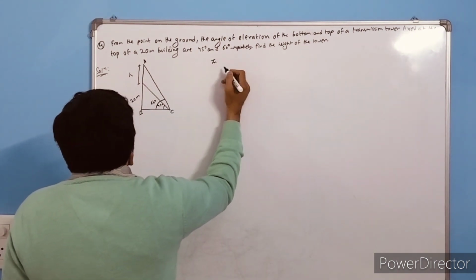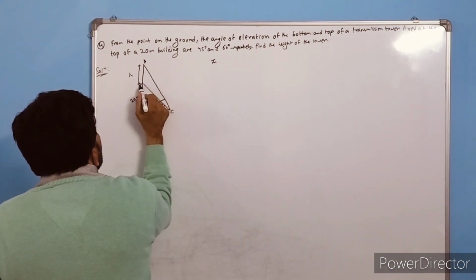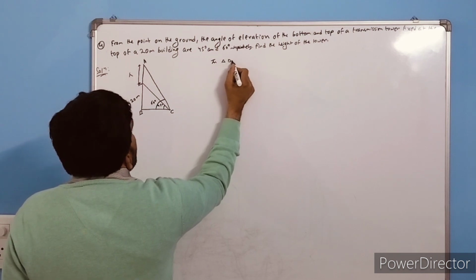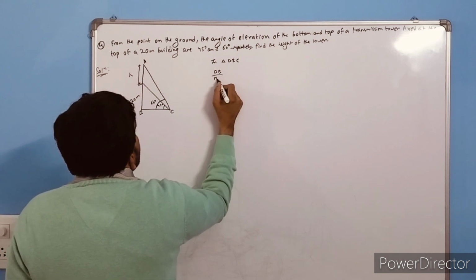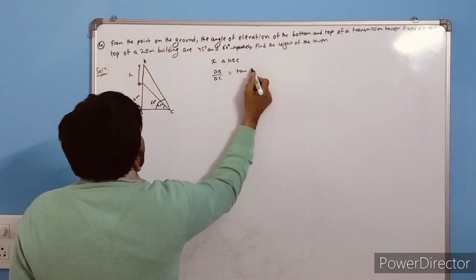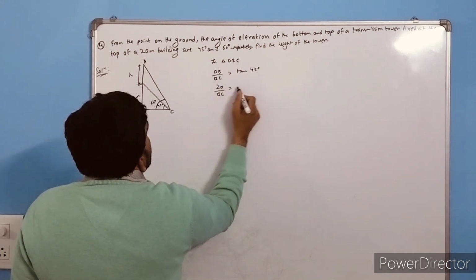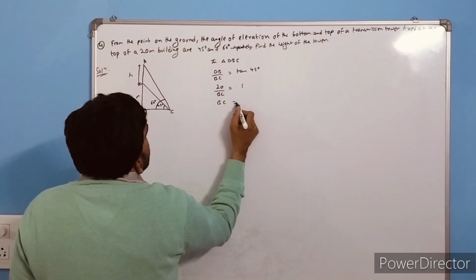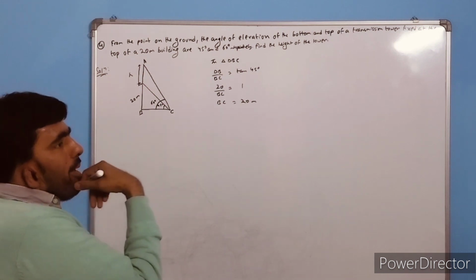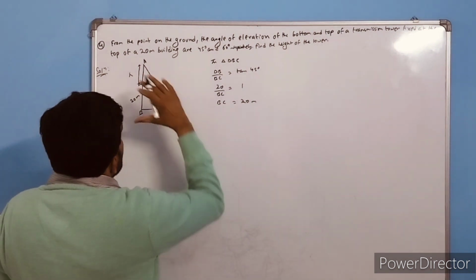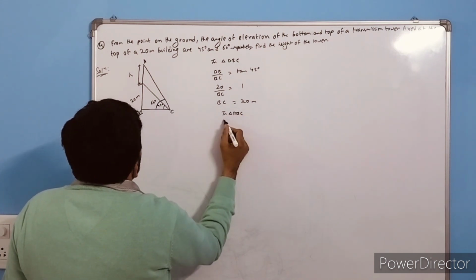Now see, let's take this D. So in triangle DBC, DB upon BC is equal to tan 45. DB is 20, BC we don't know. What is tan 45? 1. So finally I got BC is equal to 20. Now the next thing: let's take the whole triangle. In triangle ABC, what did I get?